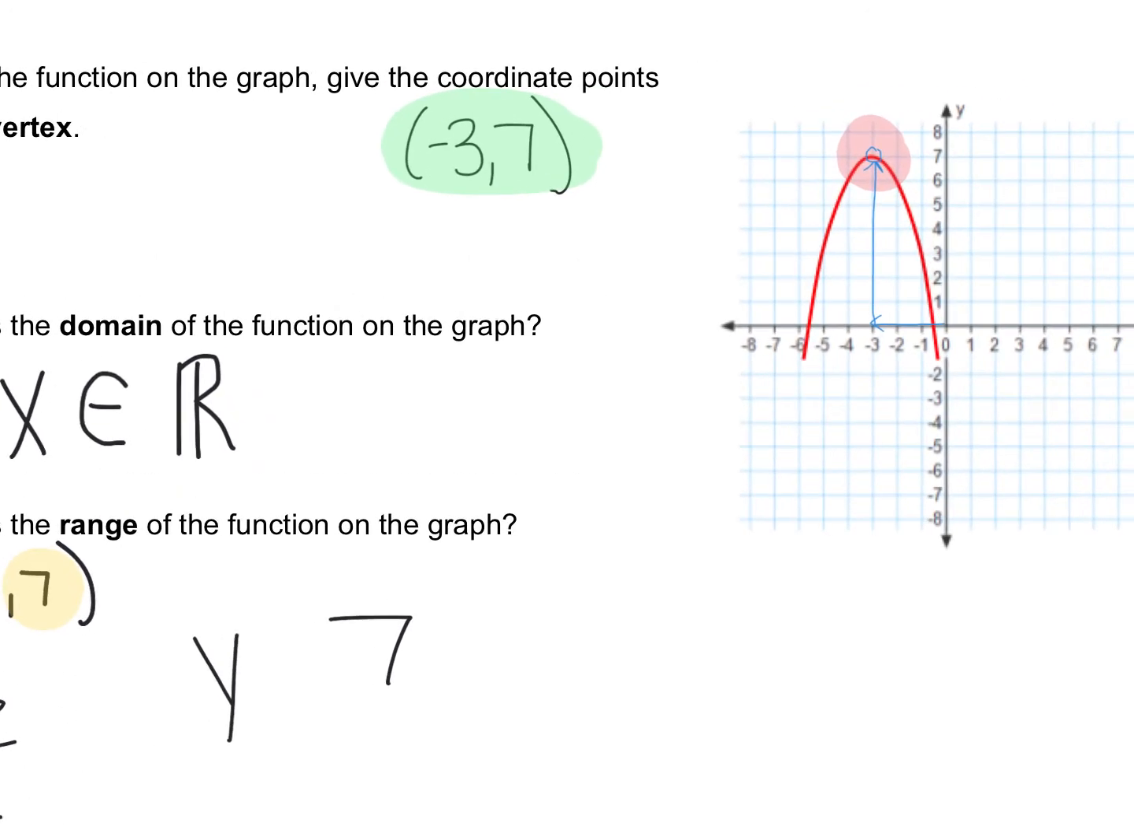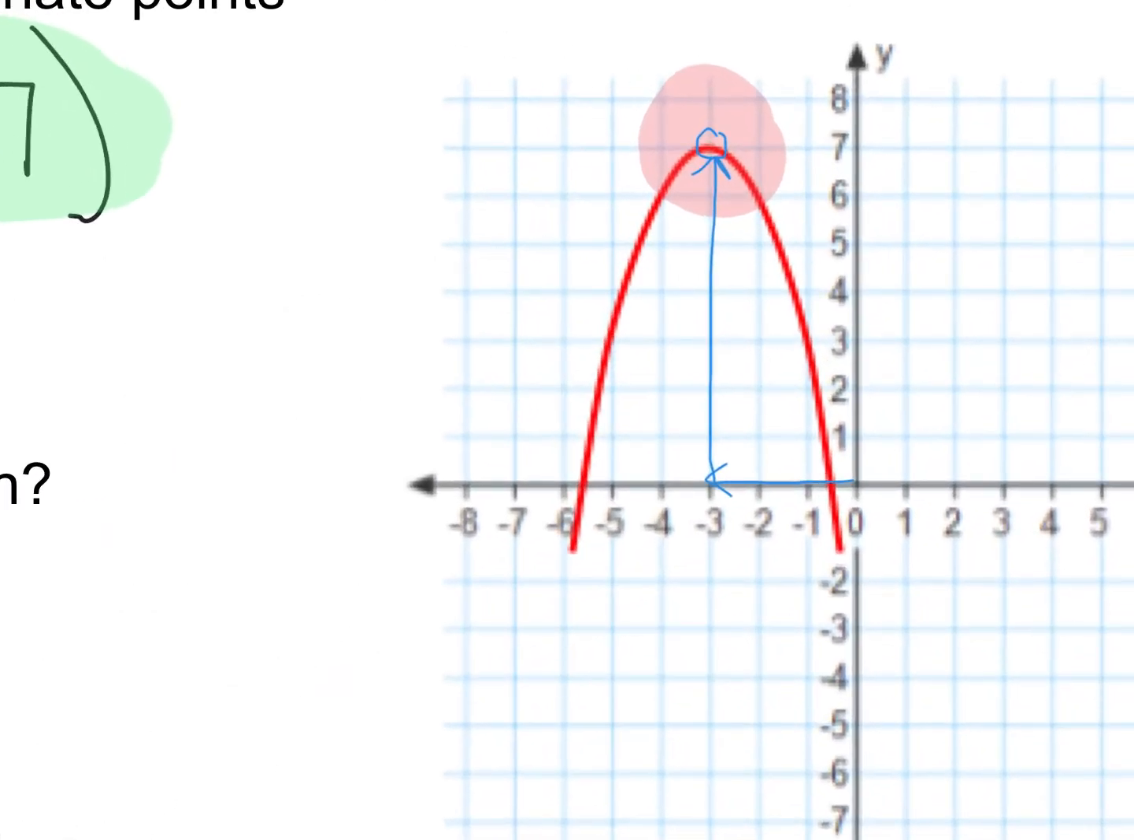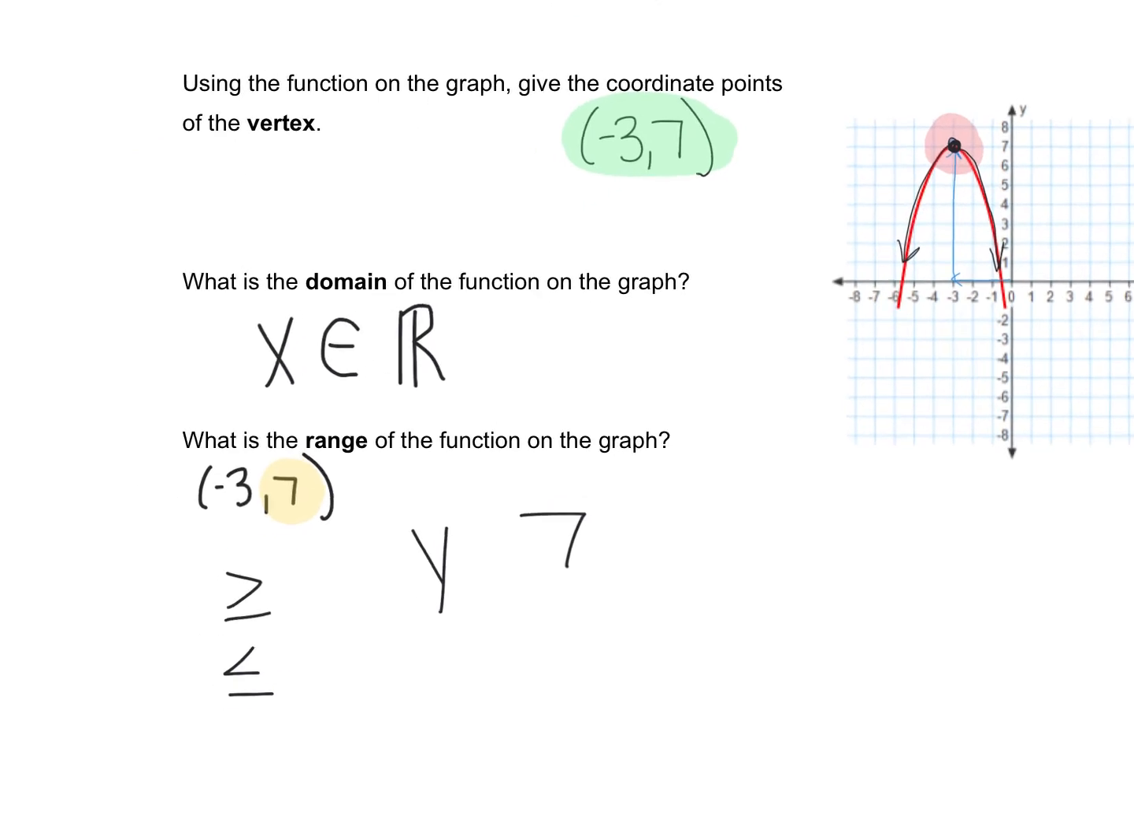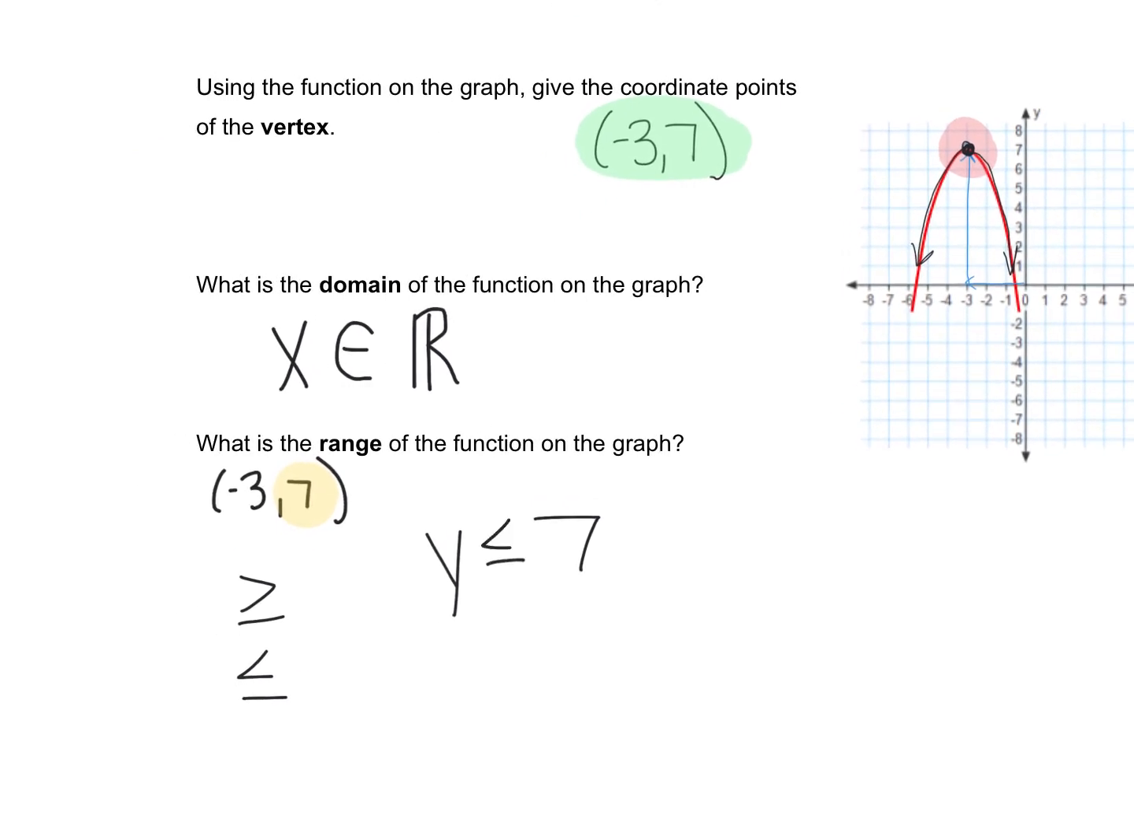Well, looking at my graph, on my y-axis, here's that 7. Okay. Is my graph going up? Is it going bigger than 7 or is it going lower than 7? Since I'm following it downwards, that means it's smaller or less than. So we're going to put less than or equal to. Okay, and that is how we do our range.